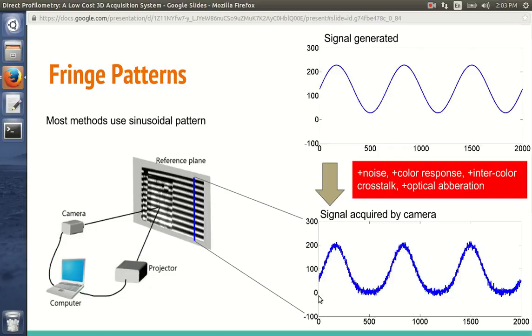Okay, most methods use sinusoidal patterns. So this is sinusoidal, I think. But due to noise, color response, intercolor crosstalk, and optical aberration, the camera will not capture a perfect sinusoidal. So due to noise, etc., an imperfect sinusoidal will be captured by the camera.